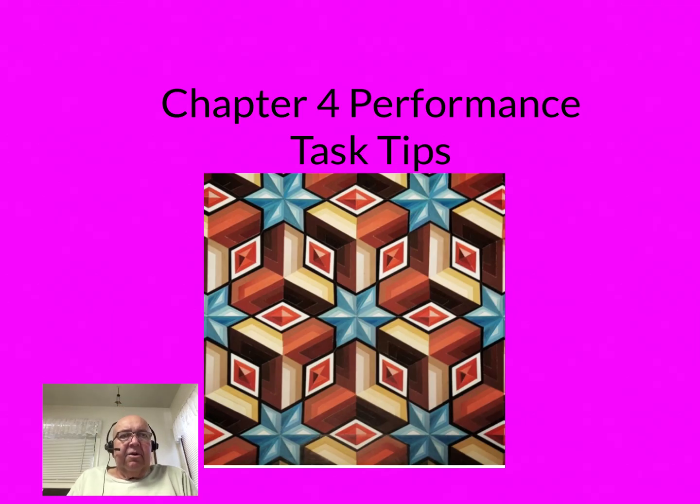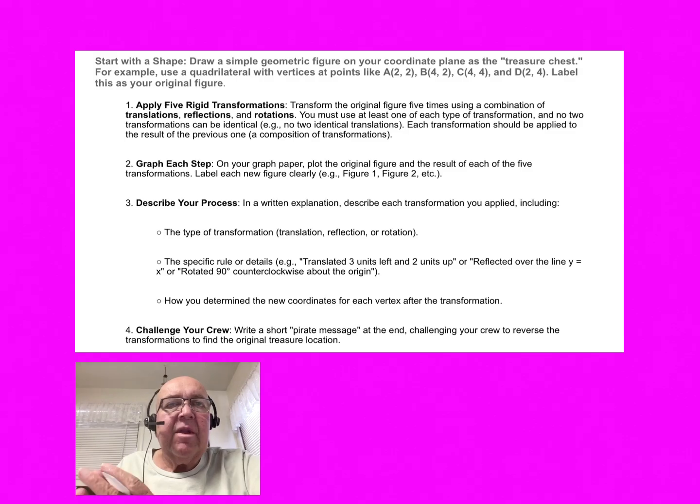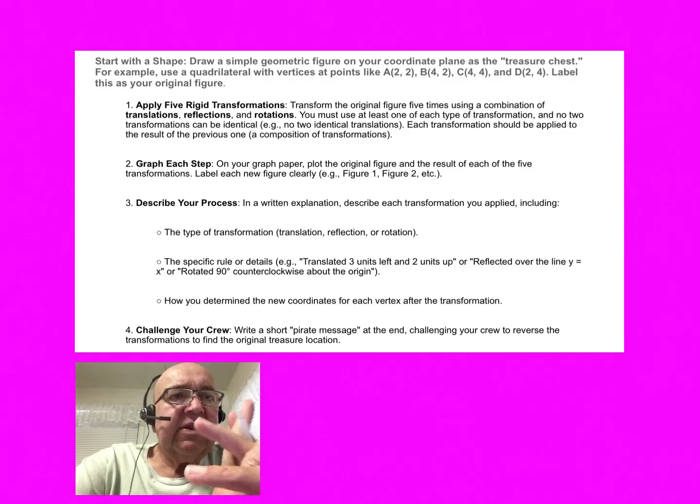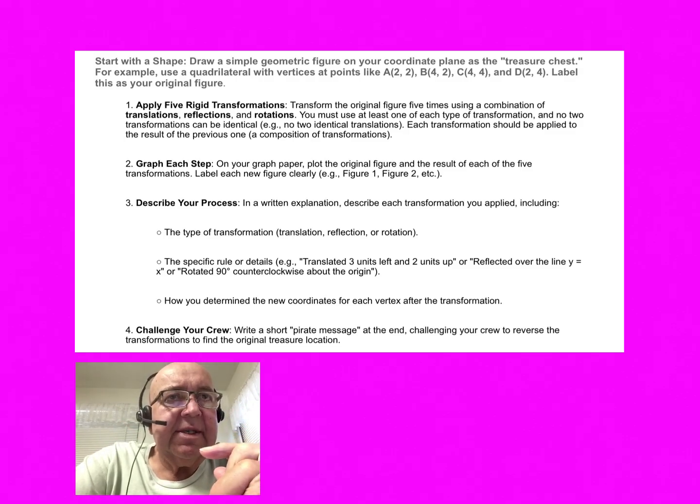We're going to be creating a composition of transformations, meaning we're going to have all of our figures on one coordinate grid, starting from an original and then moving from one to the other. And with that, we're going to get going here. So we're going to use 5 different transformations.